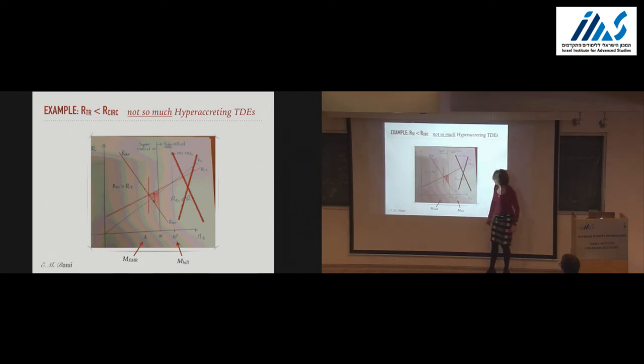Okay, but then there is another critical radius here, which I call the Eddington mass. And what is the Eddington mass?